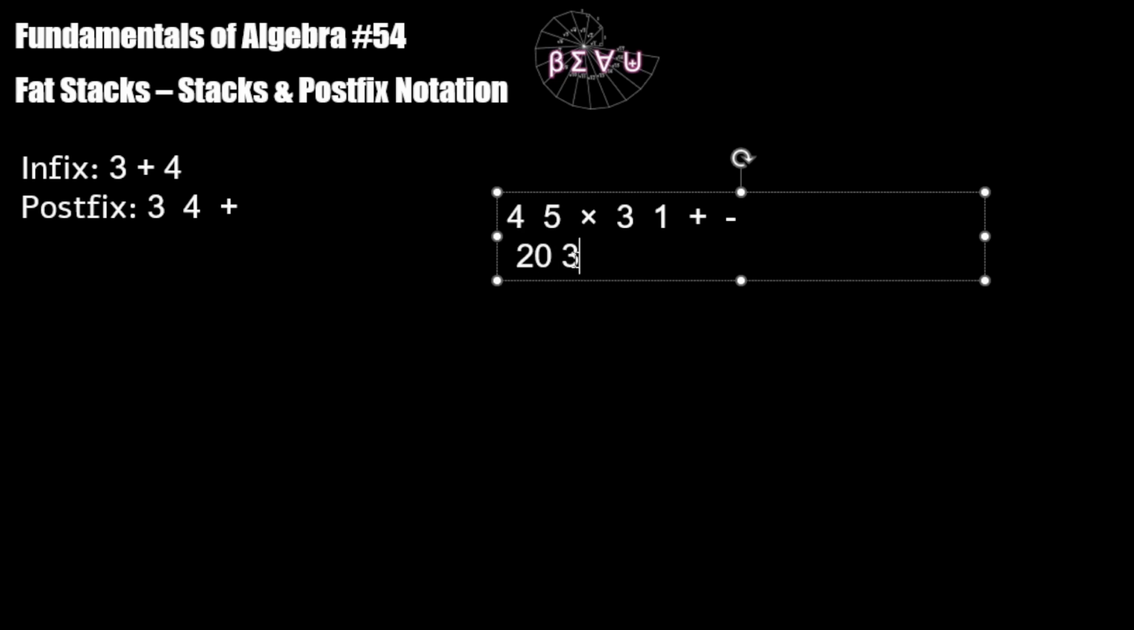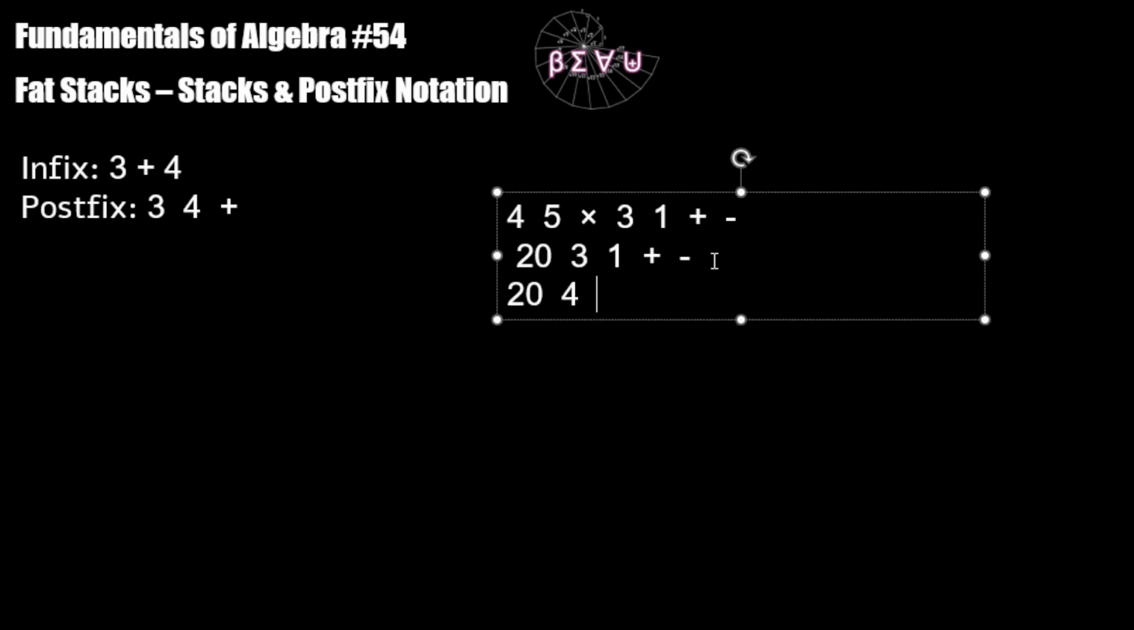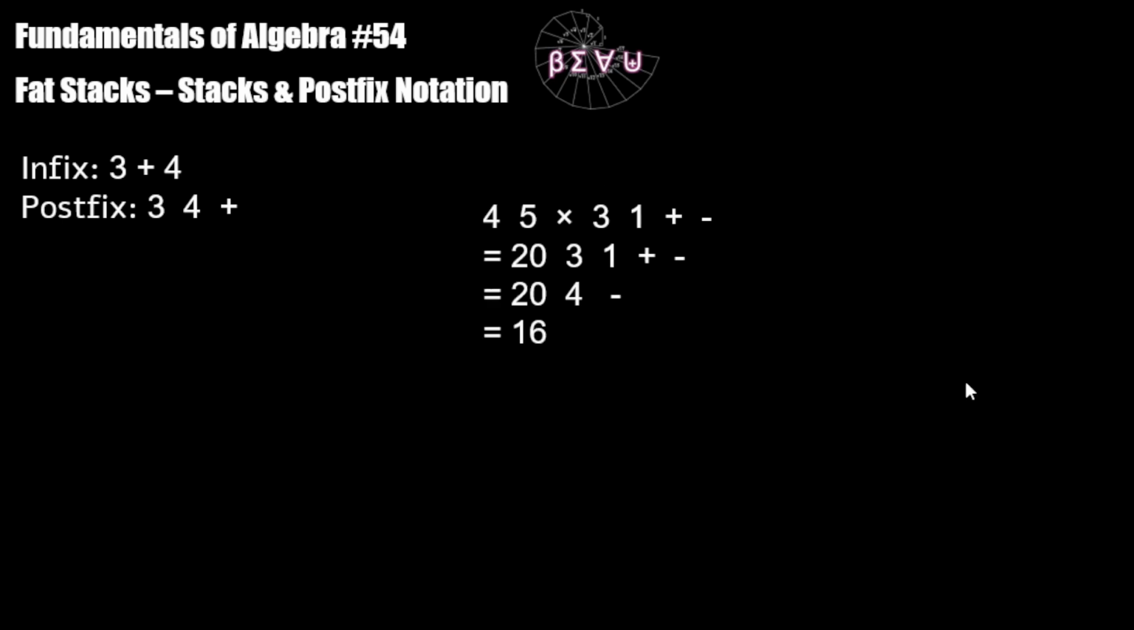And then we still have our 3, our 1, our plus, and our minus. Okay, the next operation is the plus, so that's affecting the two numbers to the left of it, so the 3 and the 1. The 3 plus 1 becomes 4, right? So we get 20, 4, and then minus, right? So this 3, 1, and plus became this 4, so that disappears. And then lastly, we just have to worry about this operation of 20 minus 4, which is 16. So that is how we would evaluate this postfix notation expression.